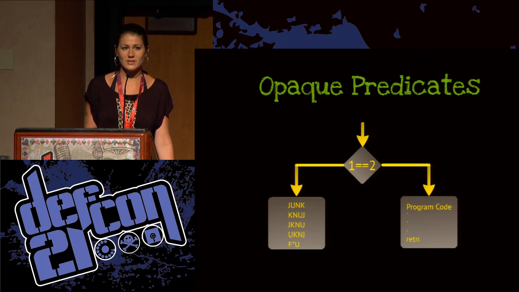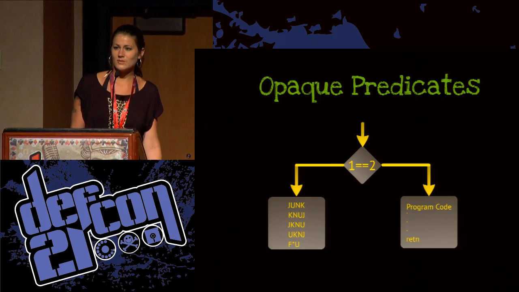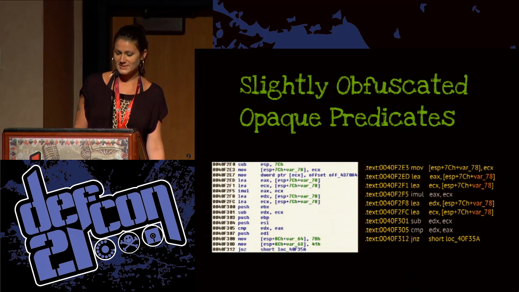It were opaque predicates. Now, an opaque predicate is something that just, well, a branch statement that always returns true or always returns false, and so it's always going to just execute one branch of the branches that there are, and the other branches get the junk code. So, well, in the sample analyst, it looked somewhat like this.